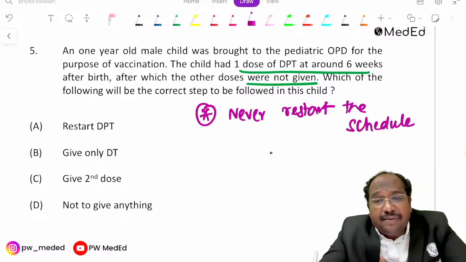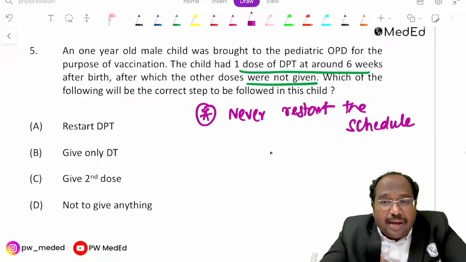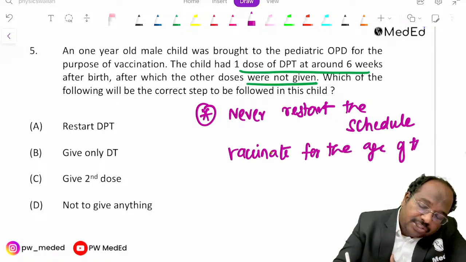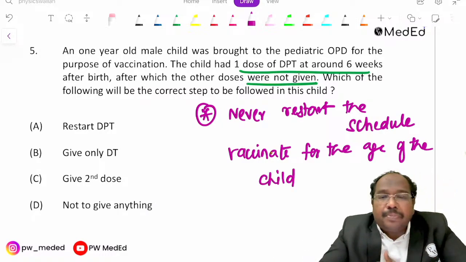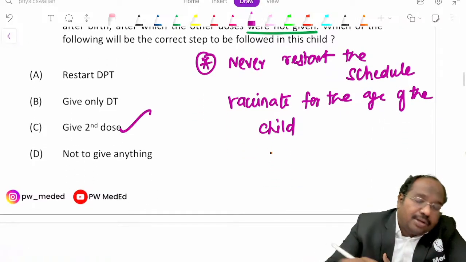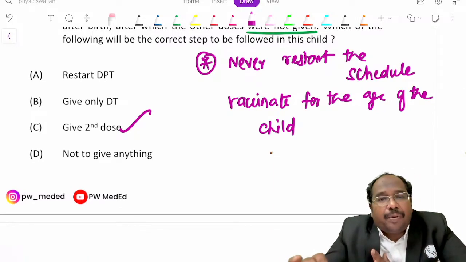Okay, don't restart. Never restart. So you have to vaccinate for the age of the child. So what will be the answer here? You have to vaccinate. If the first dose is given, then what are you supposed to do? Give the second dose. This is the key point here.